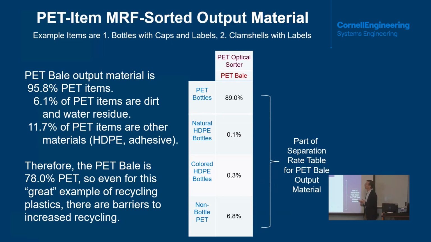But 6.1% of those items are dirt and water residue that's on them. And another 11.7% of them are high-density polyethylene, like a label or an adhesive, or the cap is another material, right? So the PET bale is really just 78% PET. So this is supposed to be a great example of recycling in the U.S., and it ends up that 78% of that bale is actually just PET, which is the product that you're planning to use.